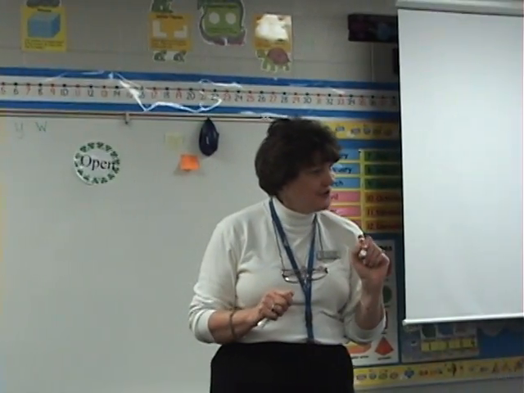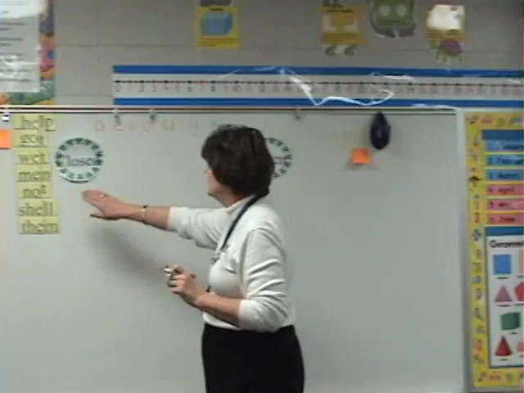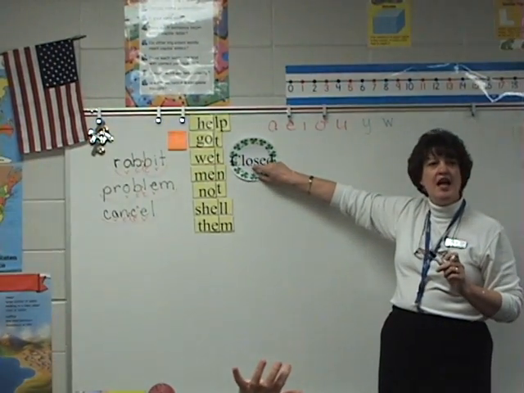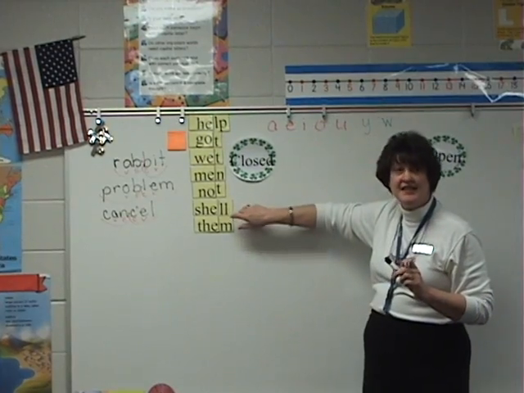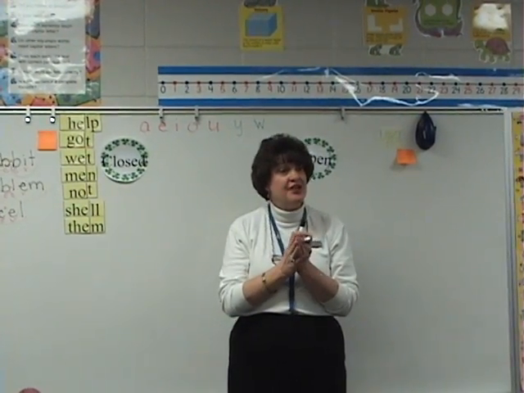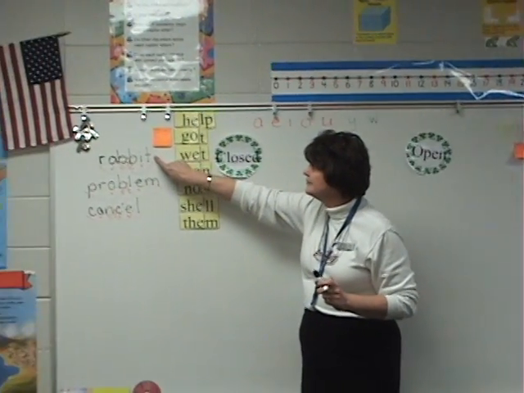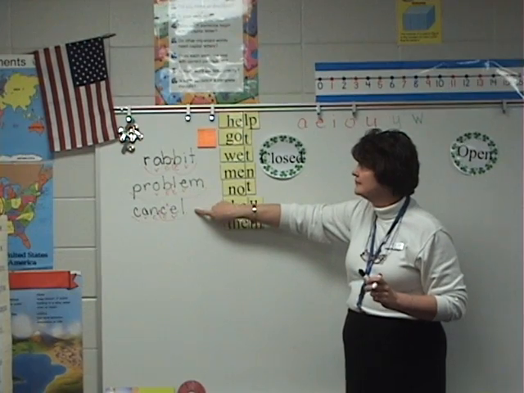Cancel. Ooh, y'all are good. Very, very good. We have put 2. What type of syllables are these? Closed. Because they end in a consonant. Very good. We have put 2 closed syllables together to make new words. Read my first word. Rabbit, problem, cancel.